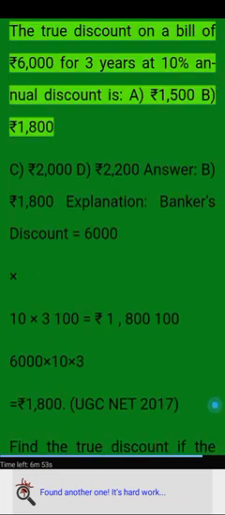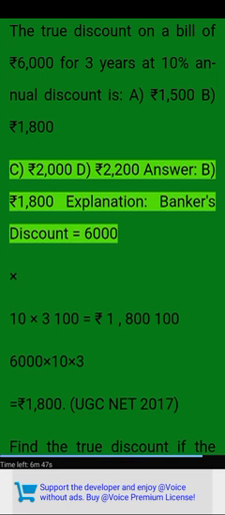UGC NET 2018. The true discount on a bill of 6,000 rupees for 3 years at 10% annual discount is: A. 1,500 rupees. B. 1,800 rupees. C. 2,000 rupees. D. 2,200 rupees. Answer: B, 1,800 rupees. Explanation.